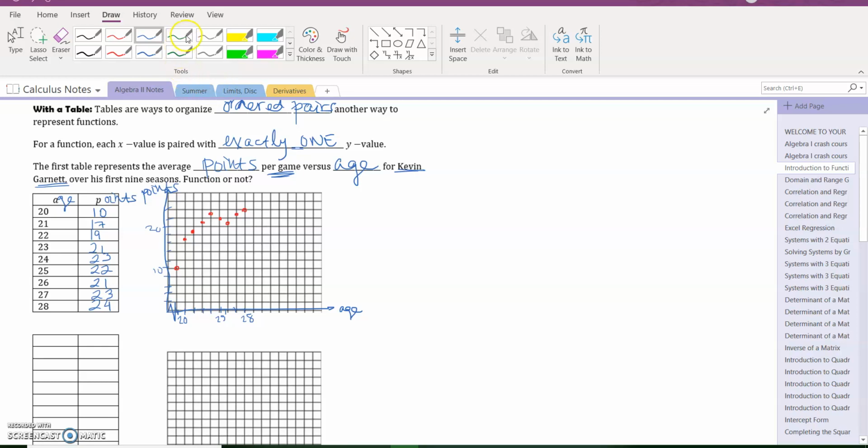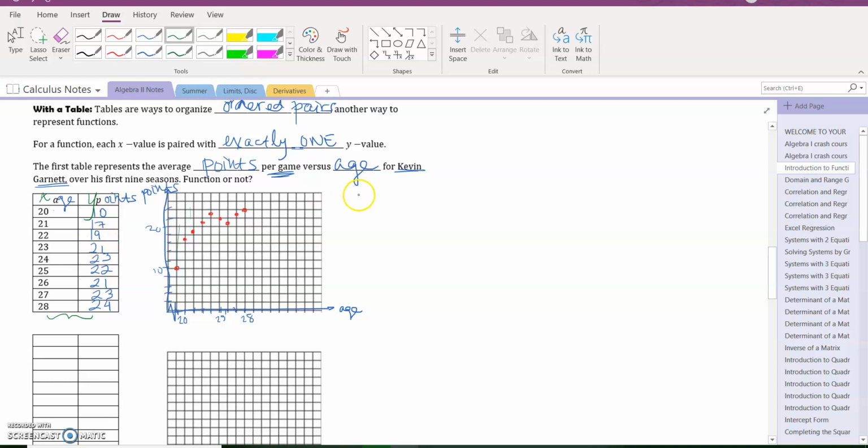Now, a quick glance at this is going to immediately show us that this is a function. It's clearly passing the vertical line test. If you look here, every single input, your x, goes to just one y. It's not like when he was 22 years old, he had an average of 19 points per game, but also 24 points per game. You can only have one average point per game whenever you're a certain age.